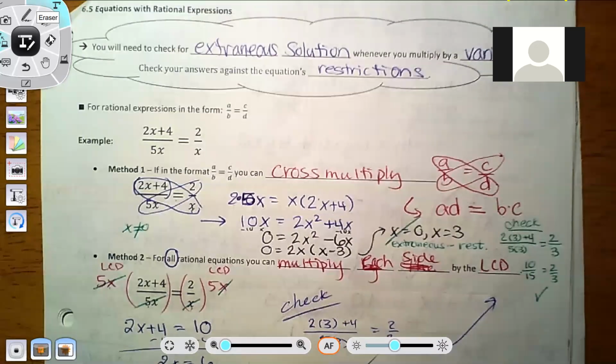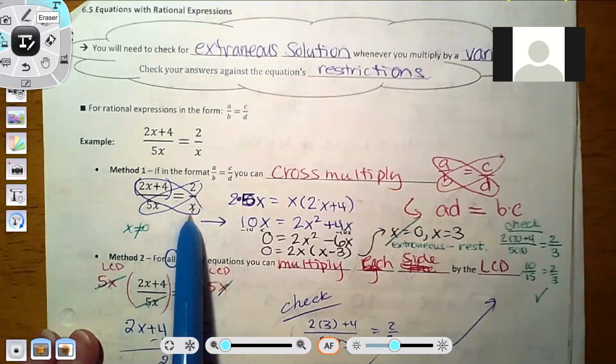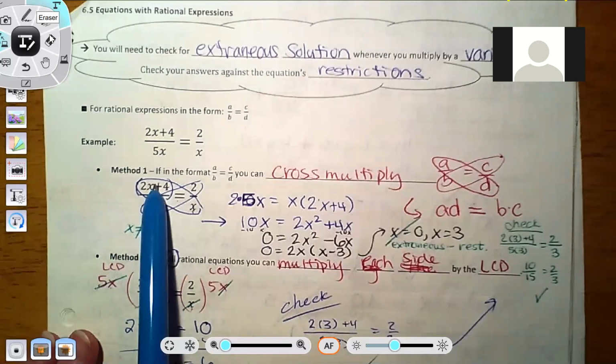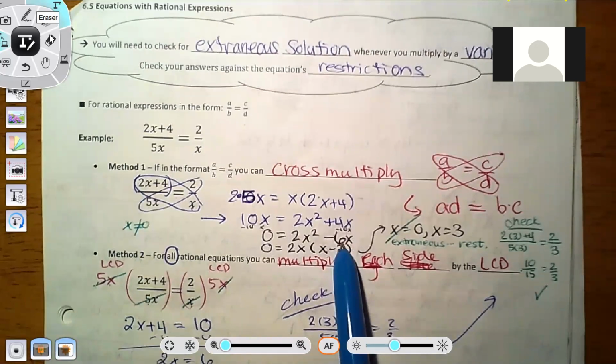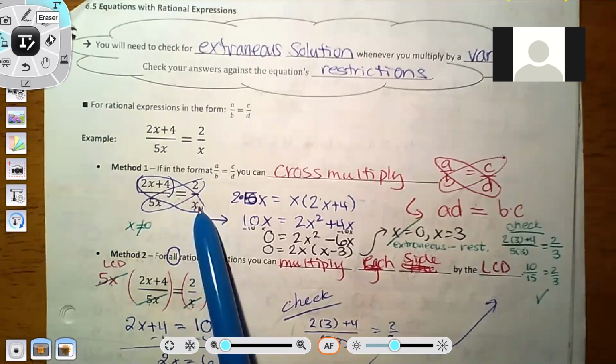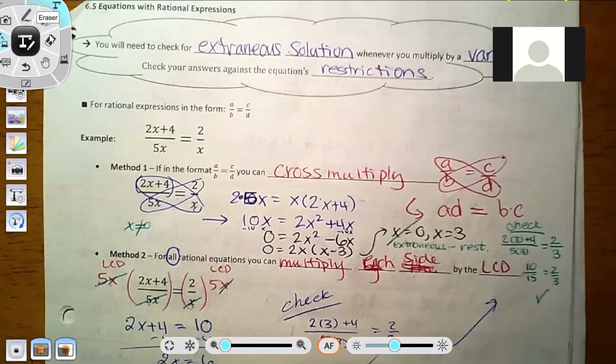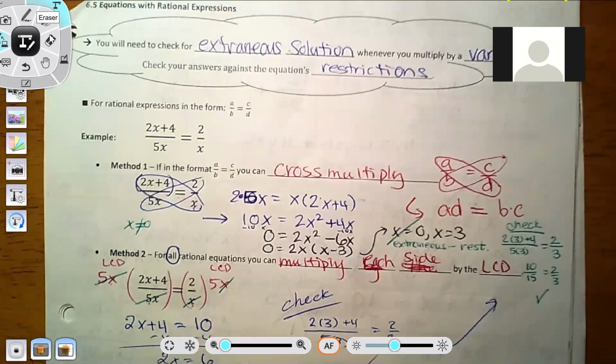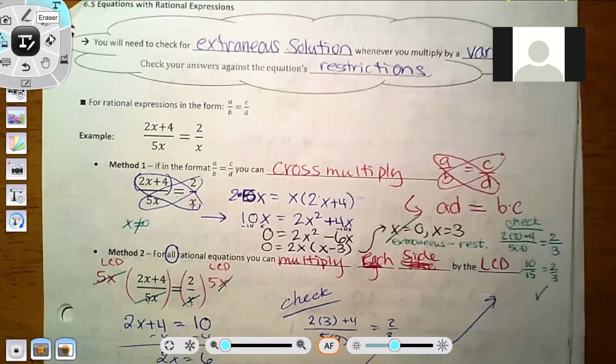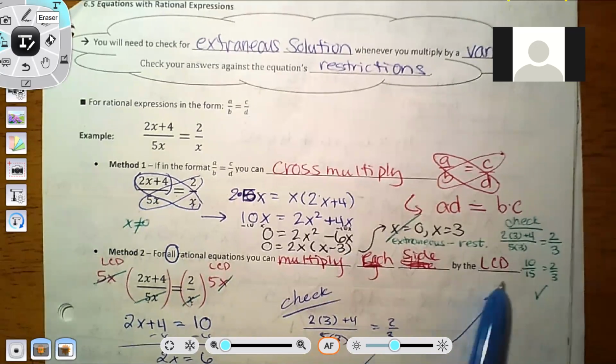For example, here I was able to cross multiply and distribute appropriately, and I got a quadratic. I know how to factor and solve quadratics or use the quadratic formula, so that's fine. But if this had been a squared or a cubed, then I would have had a higher degree, and it would have been hard to solve with our knowledge so far from Algebra 1 and Algebra 2. So this other method of the LCD is great in any case.